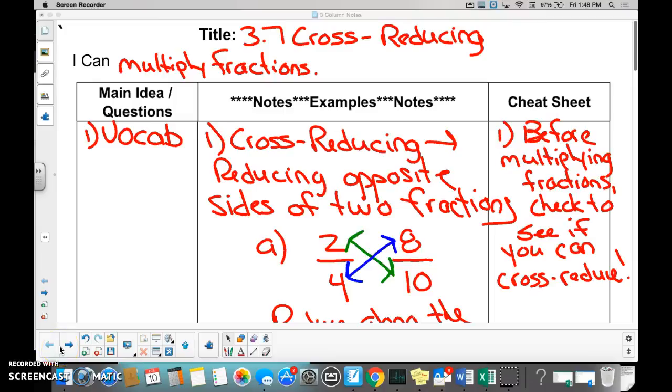Cross reducing. I can multiply fractions, but before we multiply fractions, class, what do we always check to be sure of first? Cross reducing. You should always check for cross reducing. So I'm going to ask that question again. Class, before you multiply fractions, you should always check to see if you can do what? Cross reduce. Cross reduce, okay?